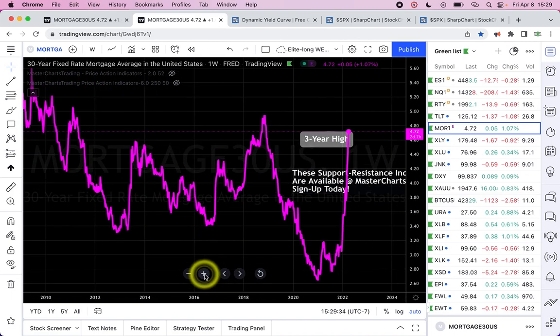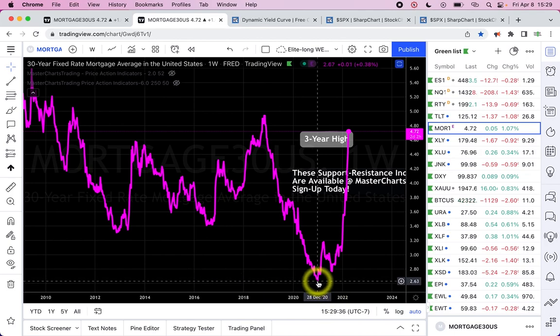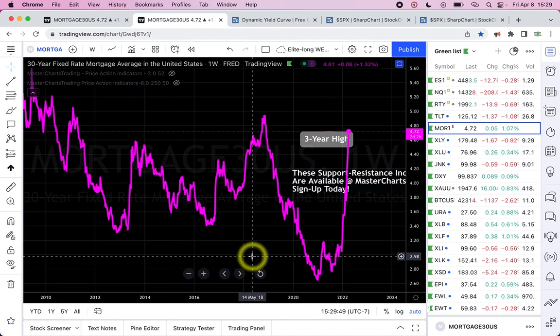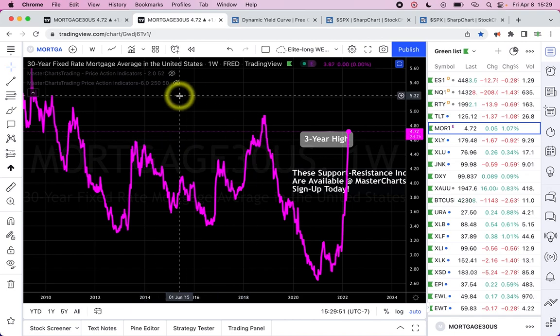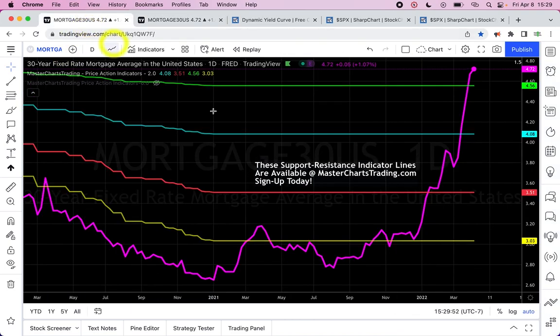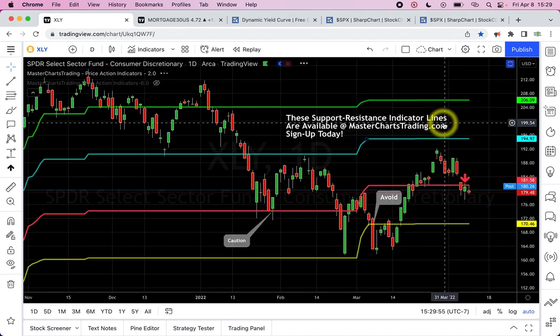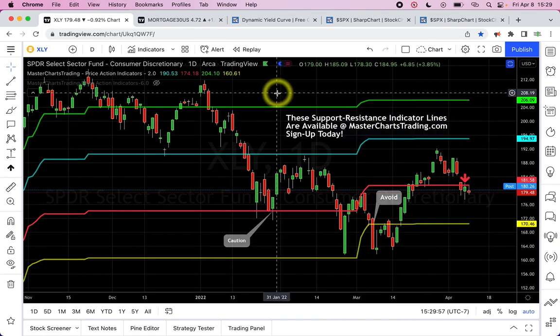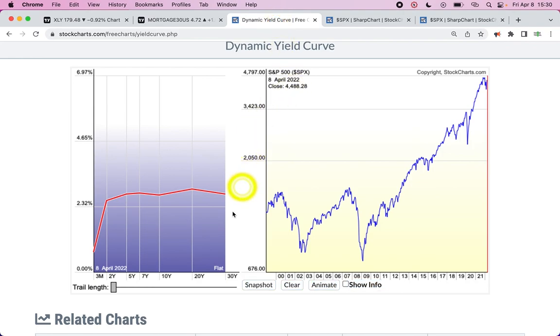So perhaps we have seen the bottom of mortgage rates, which happened right there during the pandemic, basically December, January of '21, December '22, and maybe we'll see now the opposite. We'll finally see some sort of affordability for real estate. But before we go any further with extrapolation, let's look at the dynamic yield curve.